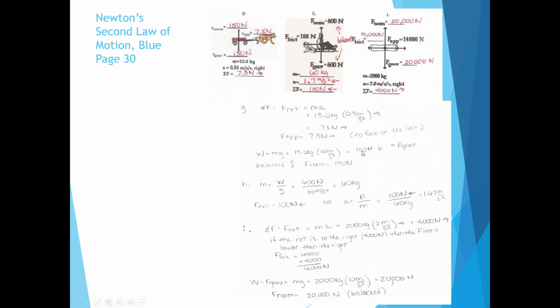Finally, we know that our upward and downward forces are balanced, but we have to find what our weight is since they gave us the mass. 2,000 kilograms times 10 meters per second squared equals 20,000 newtons. So the normal force is going to be 20,000 newtons, as well as the gravity force, because they are balanced.